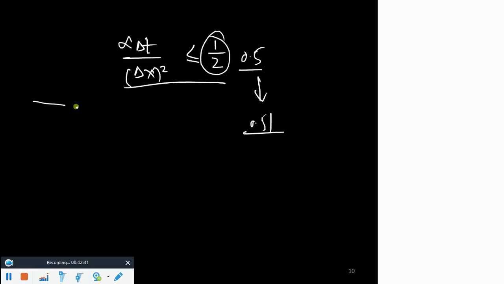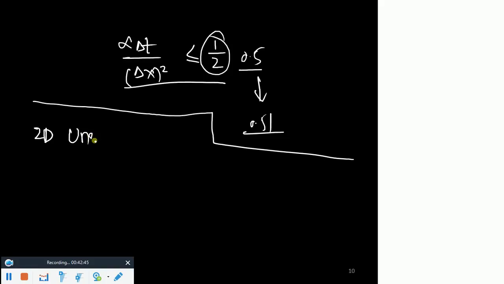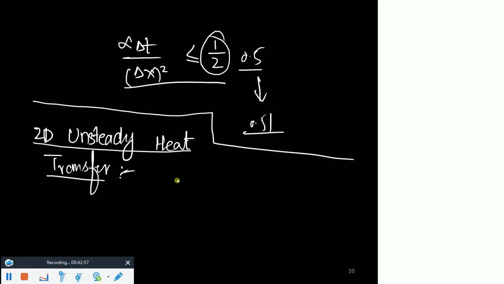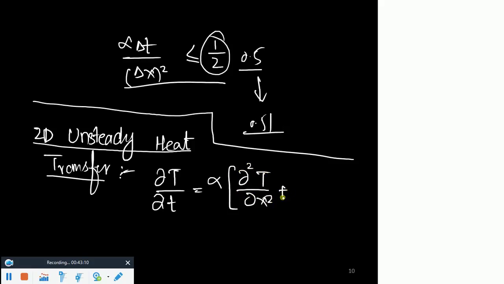Now let's move on to the next part, which is 2D unsteady heat transfer. What is the governing equation? That governing equation is partial T by partial t equals alpha times partial square T by partial X square plus partial square T by partial Y square.